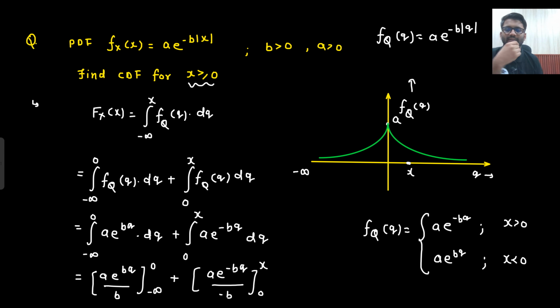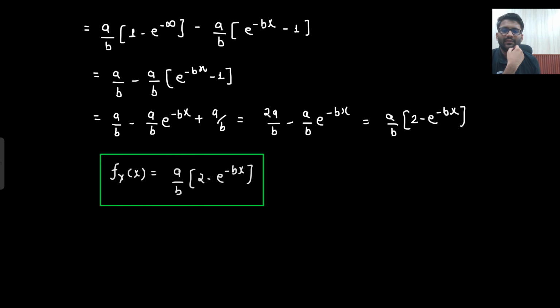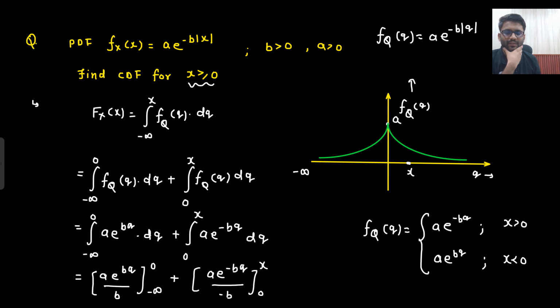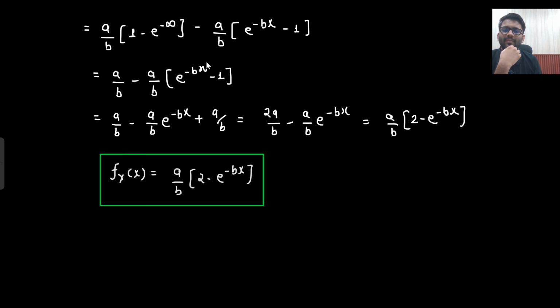Is this correct? Like, is there any calculation mistake? Let me check. E to the power minus bx minus 1, the minus sign is there outward. A by b minus a by b e to the power minus bx. This minus sign will become plus sign for a by b. A by b times 2 minus e to the power minus bx. Yeah, there you go. This is the answer you are getting, considering the fact that you are taking x greater than equals to 0.